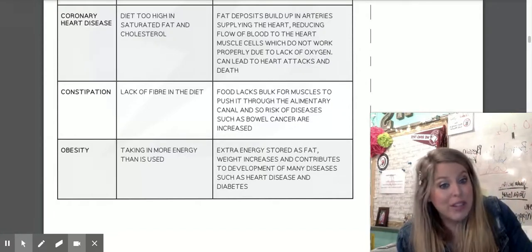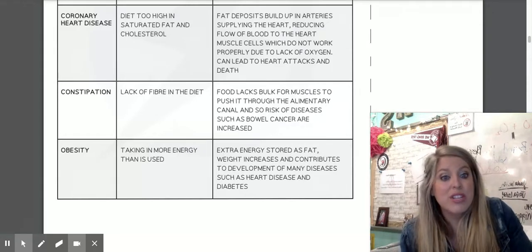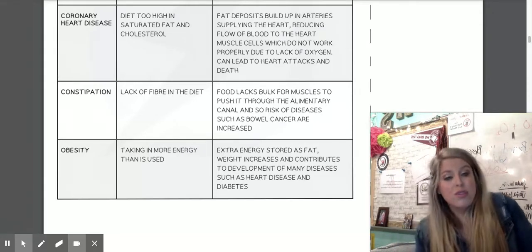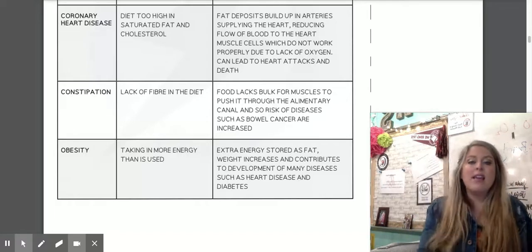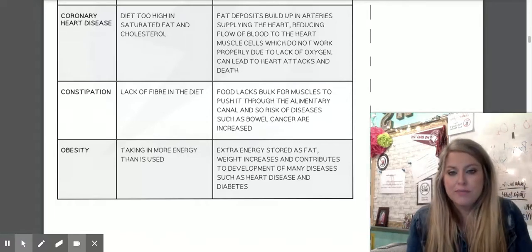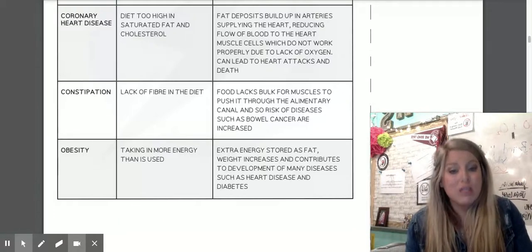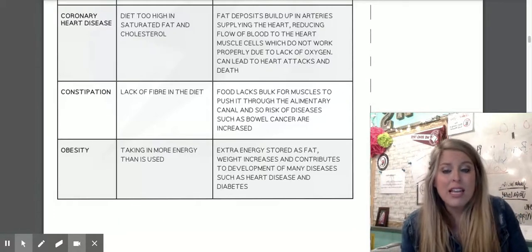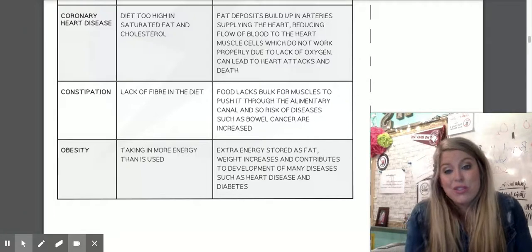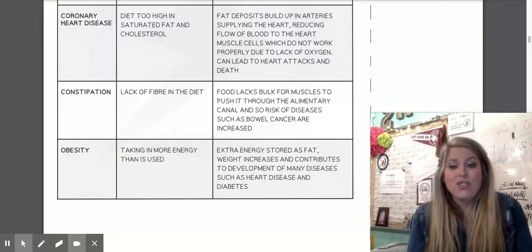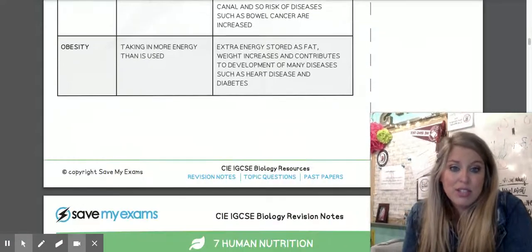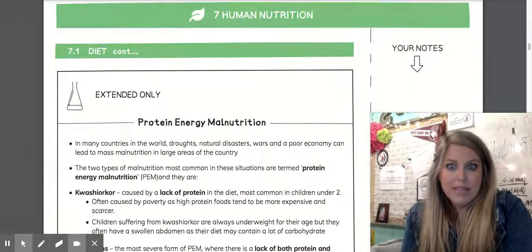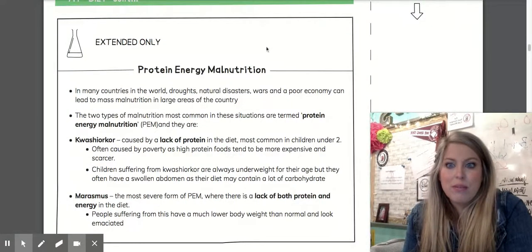Obesity, another one that we typically face in our American society. This is taking in more energy than what you are using. So this would be eating too much for what you are exerting for energy needs. So that extra energy ultimately becomes stored as fat in your body. The weight increases and contributes to the development of many diseases such as heart disease and diabetes. So obesity is one that we definitely need to keep in mind as an issue for poor diet.